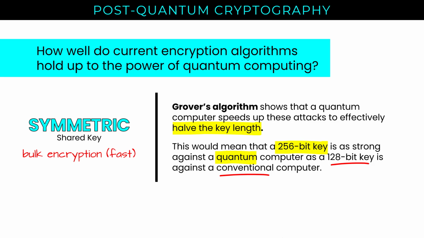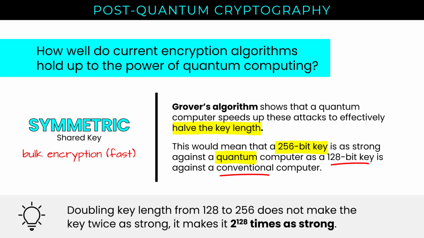And so you may ask yourself, well, wait a minute, a quantum computer is only twice as powerful as a conventional? No, a 256-bit key is not twice as strong as a 128-bit. The 256-bit key is 2 to the 128th times as strong, because doubling your length increases the possible combinations exponentially.